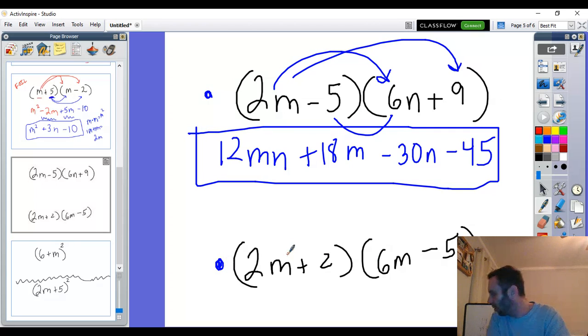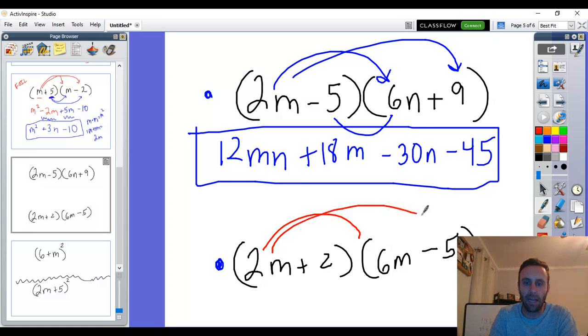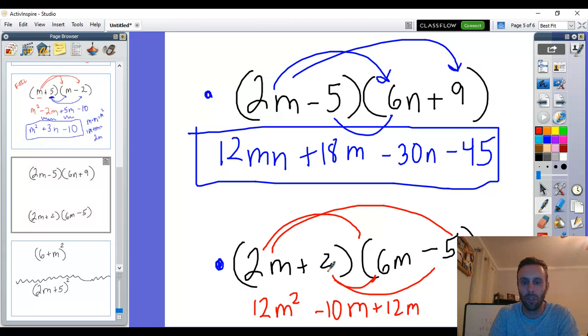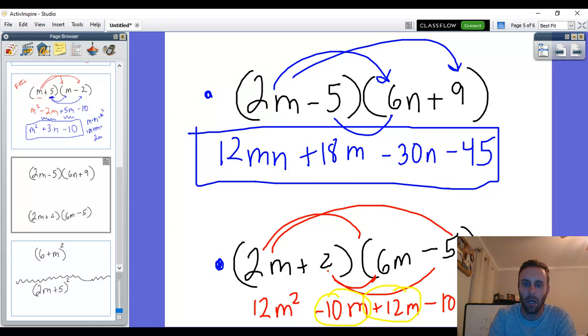Okay, just in case you got it wrong, when you distribute the 2m to both terms, you get 12m squared. 2m times negative 5 is negative 10m. And then we're going to distribute the 2. 2 times 6m is positive 12m. 2 times negative 5 is negative 10. And what you're going to notice right now is there are two terms that have an m on them. Negative 10m plus 12m, so you just do negative 10 plus 12, and you end up with positive 2m. So our final answer is 12m squared plus 2m minus 10.